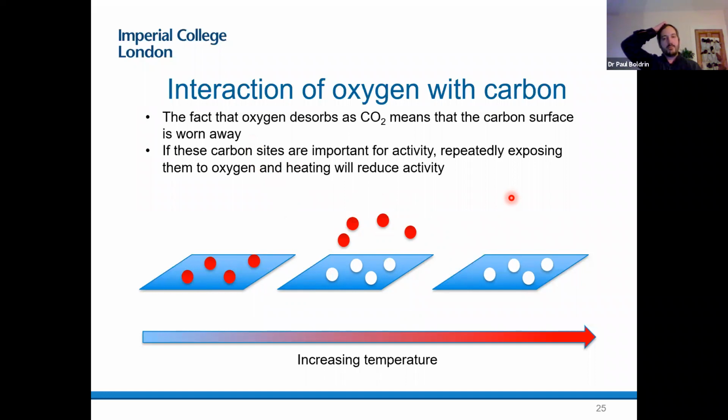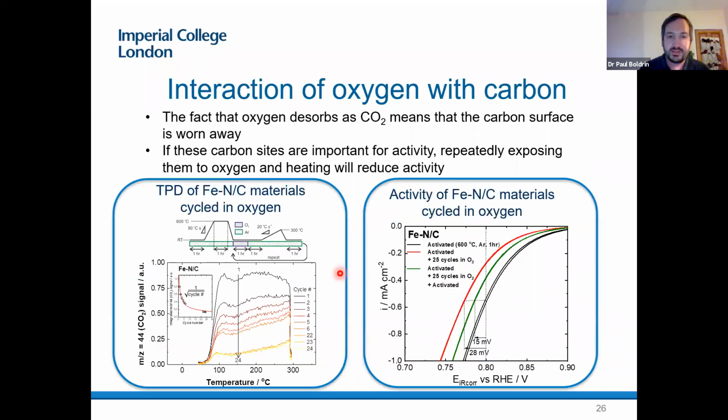So then we thought, okay, if we repeatedly expose it to oxygen, and then desorb the oxygen as carbon dioxide, leaving these holes, eventually we're going to end up with all the active surface worn away. And we thought that might be quite a good way to study what was going on. So we did that. And you can see that you start off with quite a lot of CO2 being desorbed. And then as you do this cycle of exposing it to oxygen, heating it to 300, and going round, 24 times in the end, every time you expose it to oxygen, then heat it, and then re-expose it, the amount of carbon dioxide coming off goes down and down.